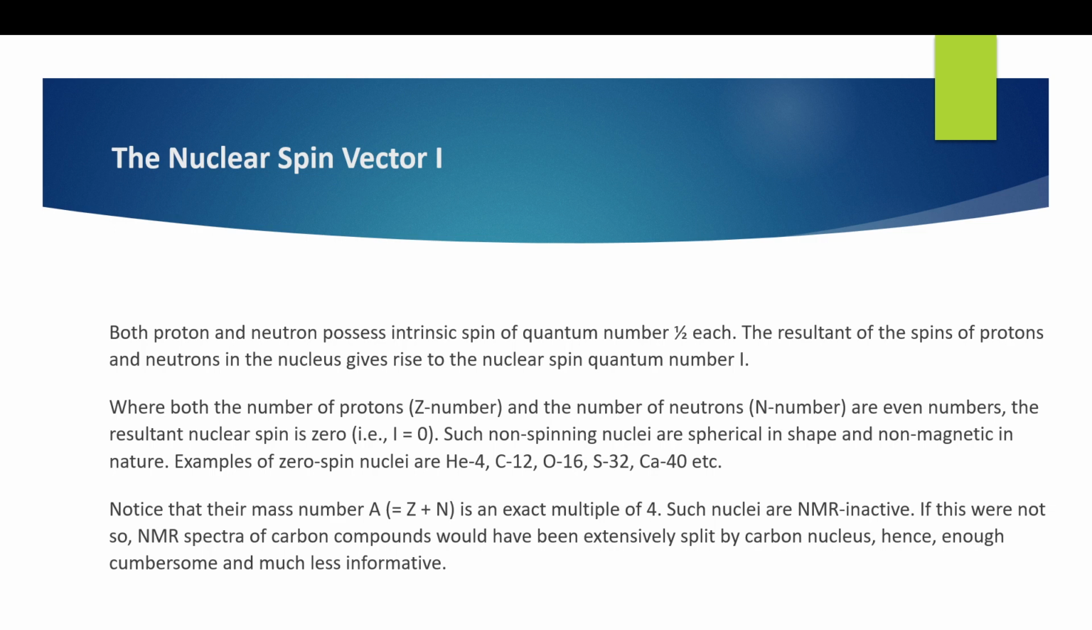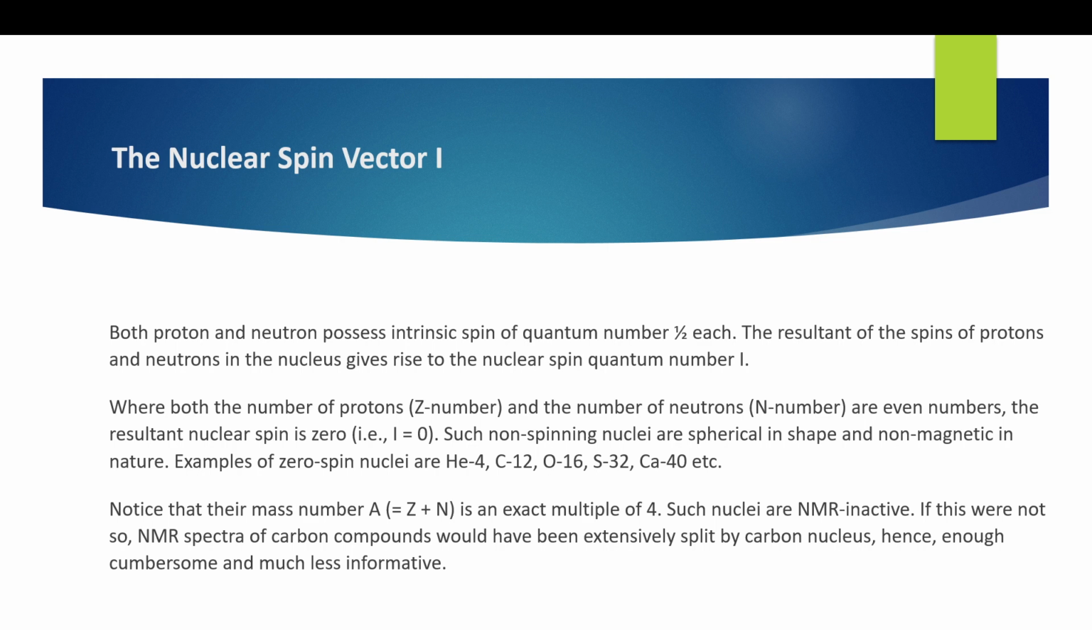Some generalizations have been given by Professor Pauli because spin quantum number cannot be calculated. So, on the basis of his experimental studies, Professor Pauli, a Nobel laureate physicist, gave certain generalizations. He told that if a nucleus has an even number of protons and an even number of neutrons, then its spin will be 0 because all spins will be paired up.